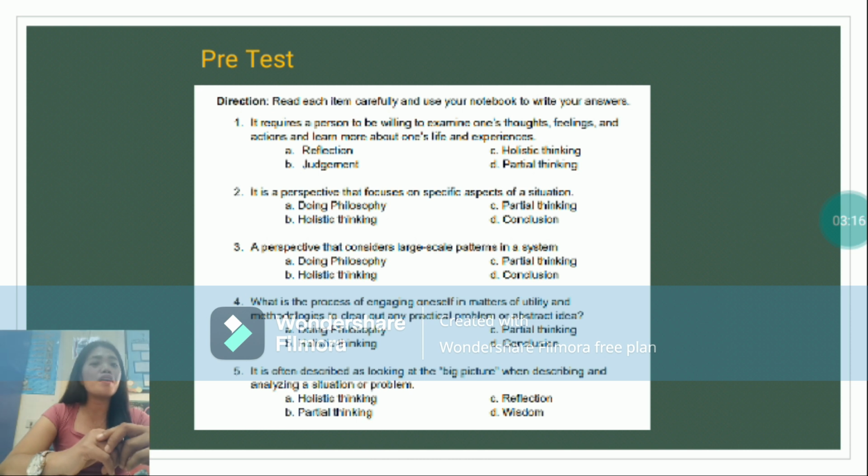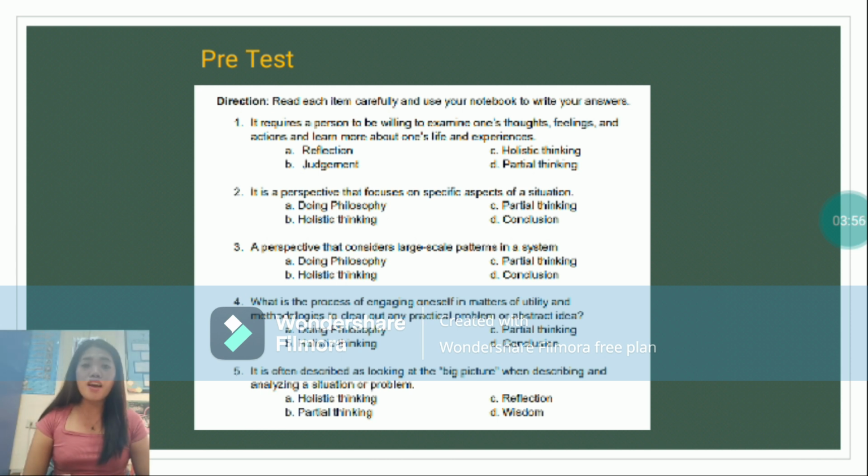Okay, let's proceed to number three. A perspective that considers large-scale patterns in a system. Is it A, doing philosophy, B, holistic thinking, C, partial thinking, D, conclusion? Okay, let's move on to number four. What is the process of engaging oneself in matters of utility and methodologies to clear out any practical problem or abstract idea? Is it letter A, doing philosophy, B, holistic thinking, C, partial thinking, and D, conclusion?